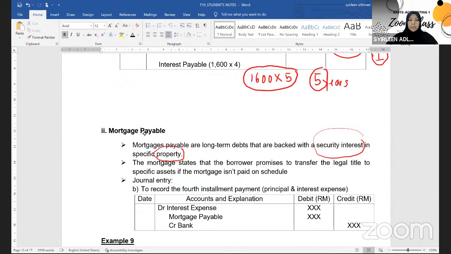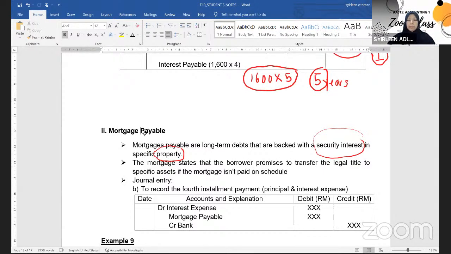Okay, so the mortgage states that the borrower promised to transfer legal title to a specific asset if the mortgage isn't paid on schedule. So meaning here, if anything were to happen, if you fail to repay this mortgage, that means you need to transfer the legal title. We will have to hand over the asset we pledged to the lender.